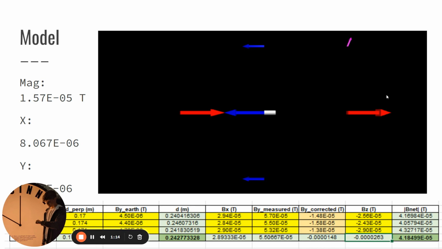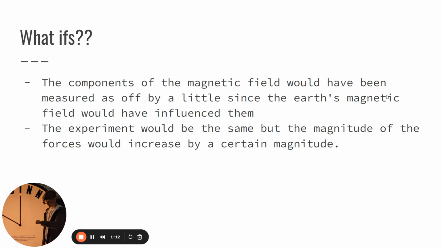Looking at our what-ifs, the first what-if was how would it change if the phone was left at an angle and Earth's magnetic field was not ruled out. The components of the magnetic field would have been measured as off by a little, since Earth's magnetic field would have influenced them.